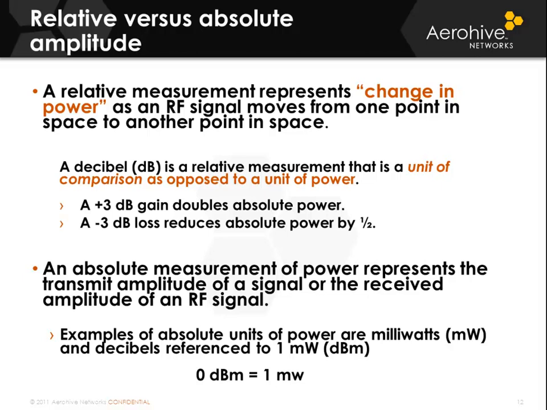You may be transmitting at 20 dBm, which would be 100 milliwatts, but the receiver is receiving at a negative 70 dBm value. An absolute measurement of power represents the transmit amplitude of a signal or the received amplitude of a signal that is an actually measured value. Examples of absolute measure are milliwatts and watts.